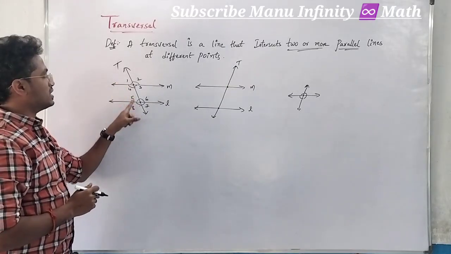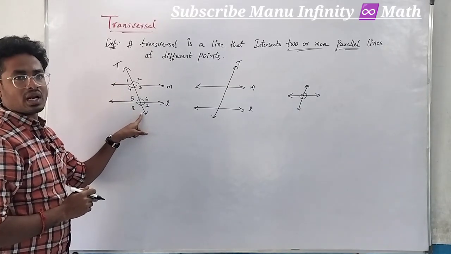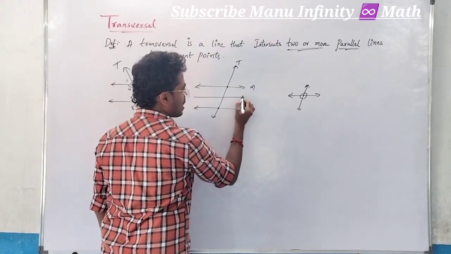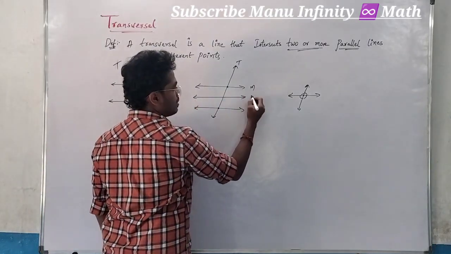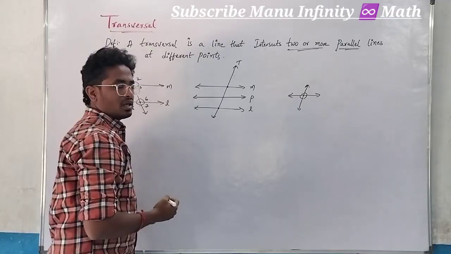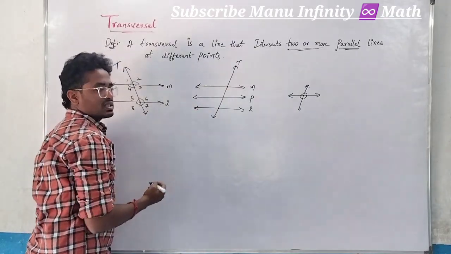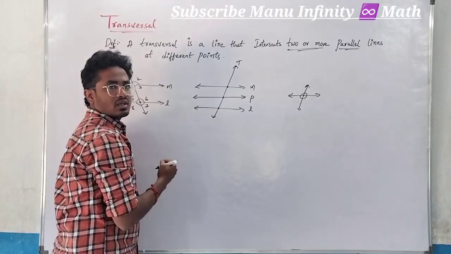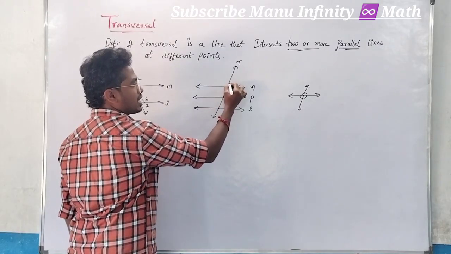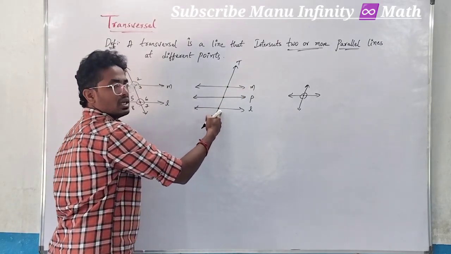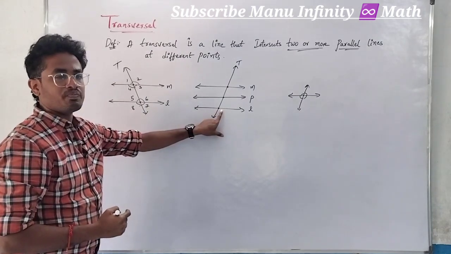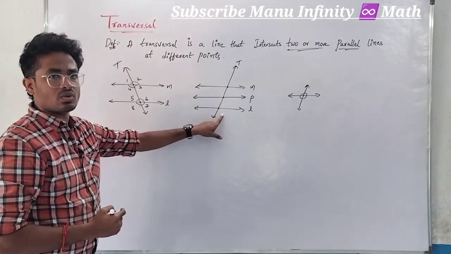A transversal is a line which intersects two or more parallel lines. I am saying two or more. I can take one more line parallel to L and M, which I call P. Now this line is also a transversal. It intersects the 3 lines at different points. Here we get 4 angles, here 4 angles, here 4 angles. In total we get 12 angles. So you can do it like this also.